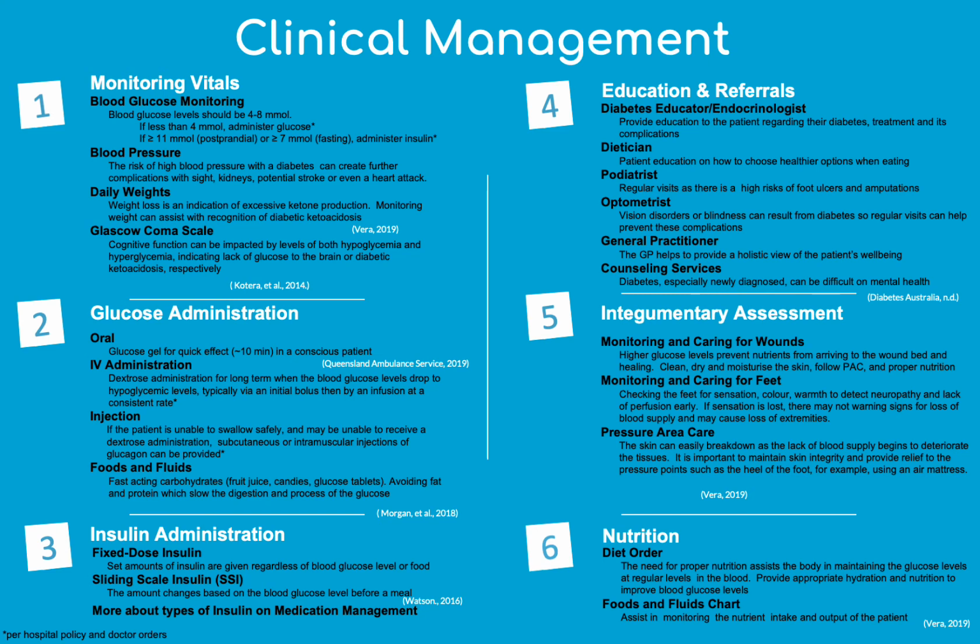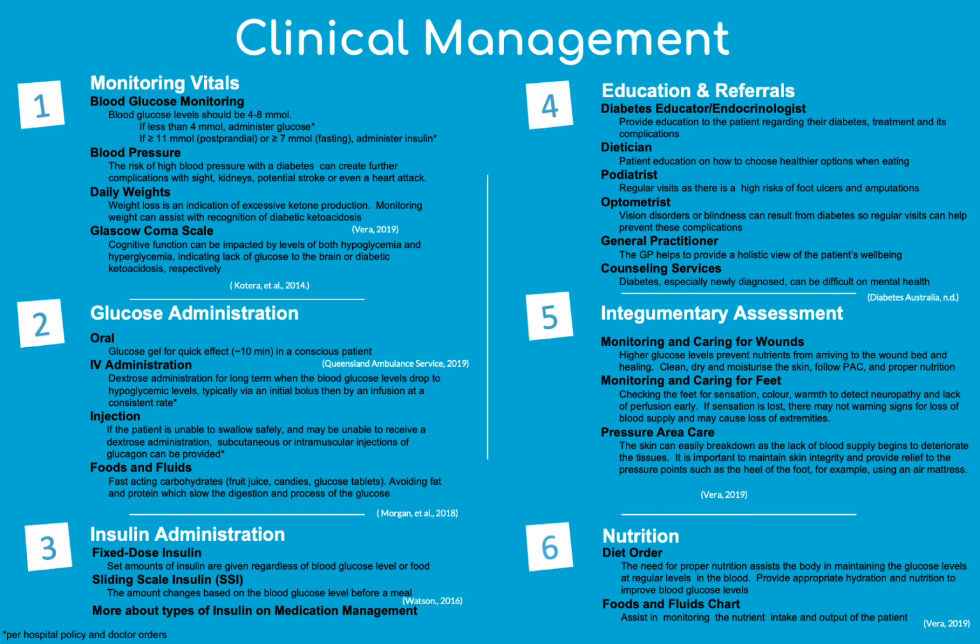Glucose administration will need to be performed if the patient is becoming hypoglycemic, and following all hospital policies and doctor's orders, it will be given via foods and fluids if the patient is conscious and able to swallow, glucose gel for quick effect, IV administration, or injection. Insulin administration can be given if the patient is hyperglycemic or for prophylaxis, and it can be given on a fixed dose, which is a set amount of insulin regardless of the factors of BGL or food, or it can be given on a sliding scale, which is more dependent on the BGL and food. But there's more about insulin on the next few slides.